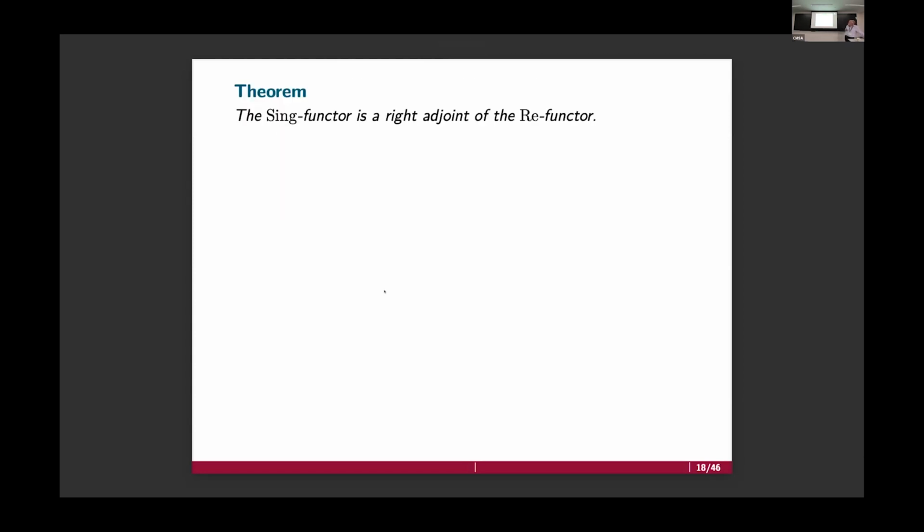And then you prove that the sinc functor is a right adjoint of the realization functor. And we had to go carefully through the category theory, because in the literature it was stated the opposite, namely that this is a left adjoint, but this is not true.